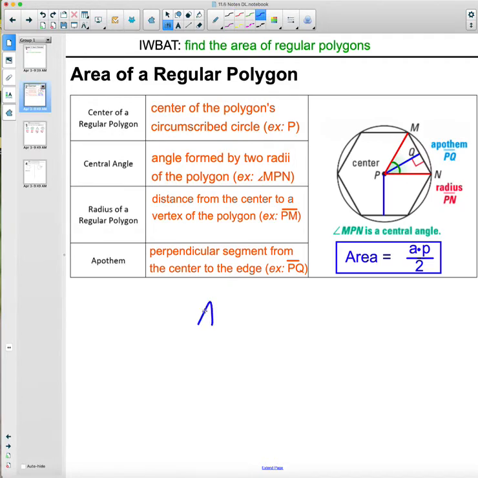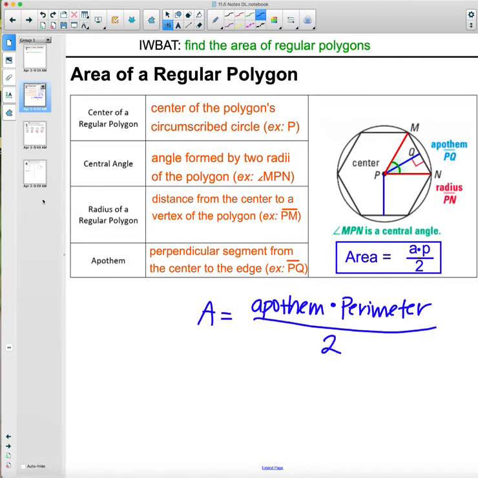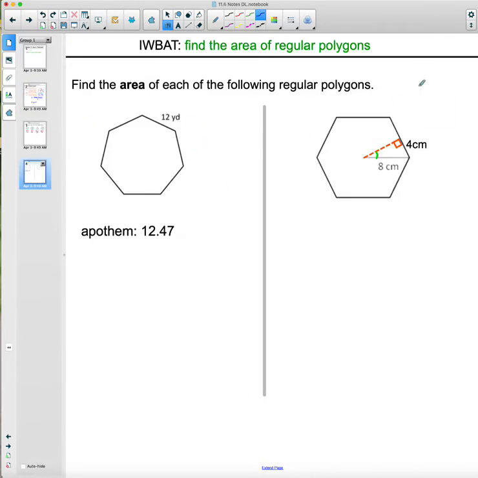Okay, so for the area of a regular polygon, let me just write it out. It's going to be the apothem times the perimeter of the shape, the hexagon or whatever the polygon is, and then divided by 2. Sometimes you'll see it written as 1/2 apothem times perimeter, right? So multiplying by 1/2 or dividing by 2, same thing. So let's take a look at these. I'm just going to write the formula up here: apothem times perimeter divided by 2.